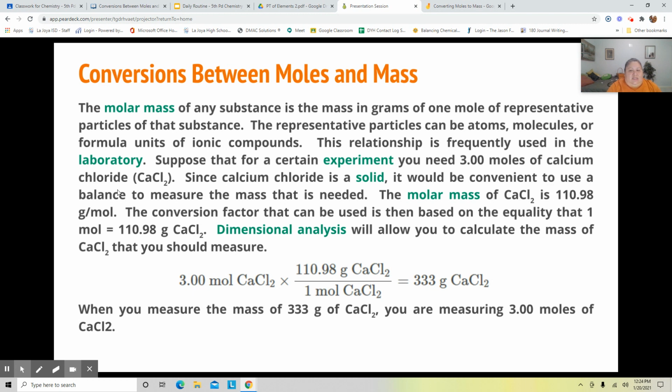Since calcium chloride is a solid, it would be more convenient to use a balance to measure the mass that is needed. The molar mass of calcium chloride is 110.98 grams per mole. We did that calculation yesterday. The conversion factor that can be used is then based on the equality that 1 mole is equal to 110.98 grams of calcium chloride. So dimensional analysis is going to come in. Dimensional analysis will allow you to calculate the mass of calcium chloride that you need to measure.